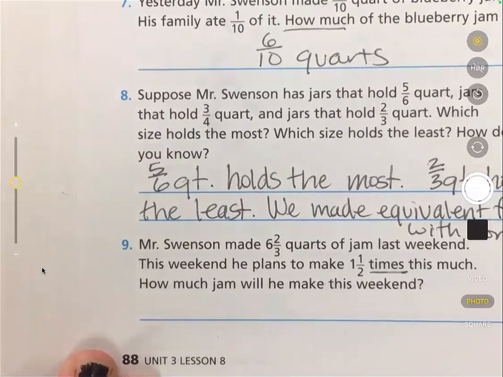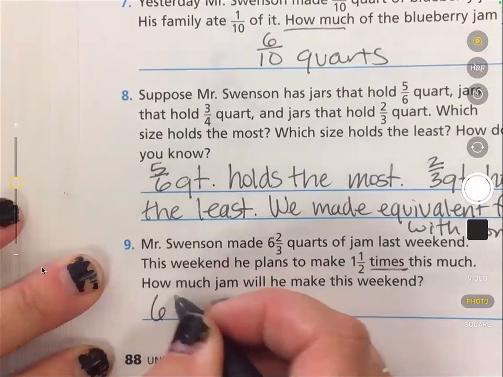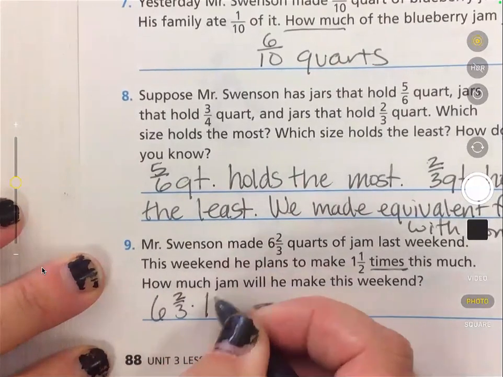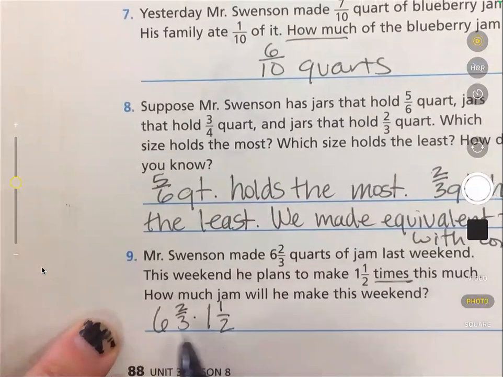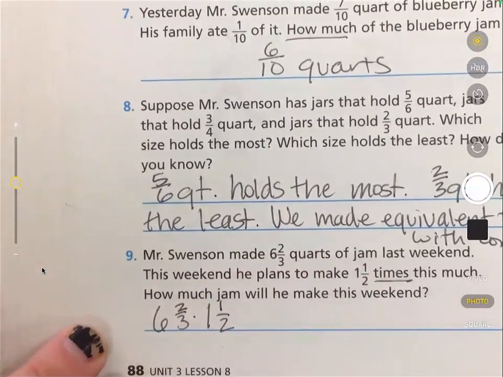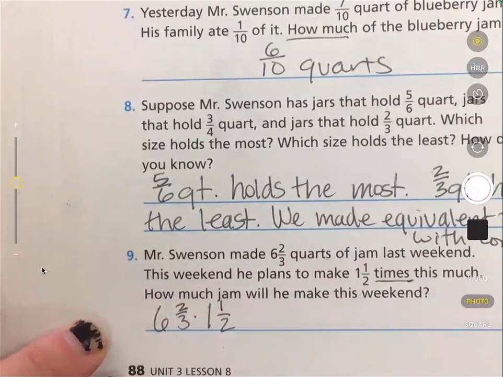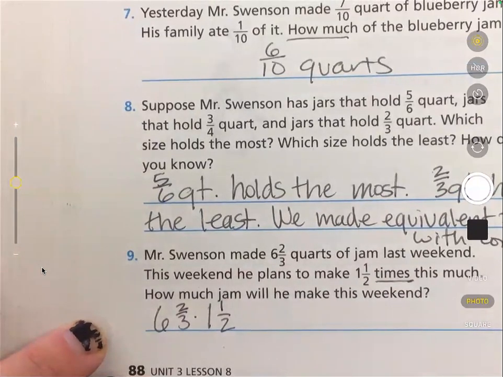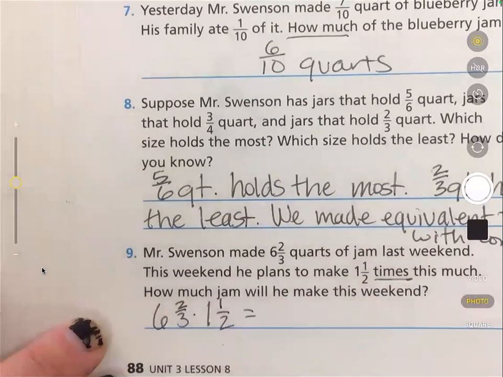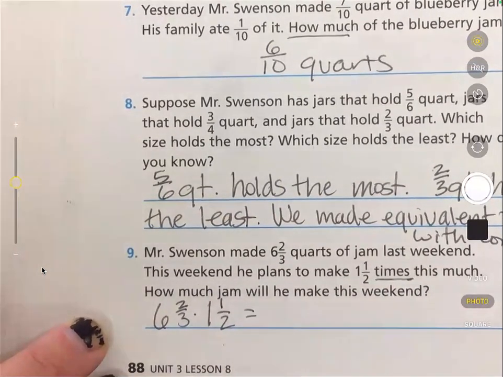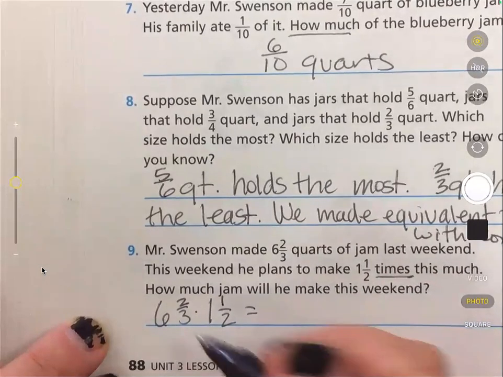Okay, here's the tricky part. 6 2/3 times 1 1/2. Do I do 6 times 1 and then 2/3 times 1/2? No. Ooh, I loved how dramatic that was. What do I need to do? You have to make them into fractions greater than 1. Yes, you got it. You should teach my class, I think.